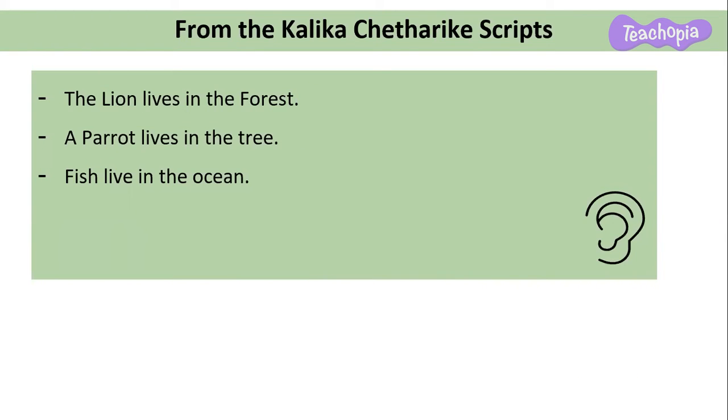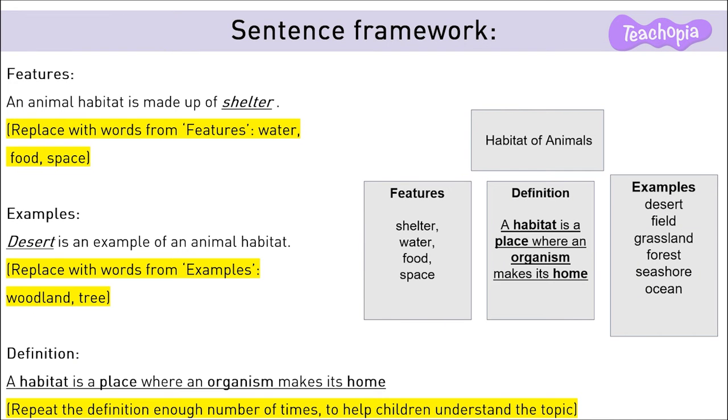The lion lives in the forest. A parrot lives in the tree. Fish live in the ocean. Now, apart from these sentences, what are some of the sentences we can speak about habitat of animals?